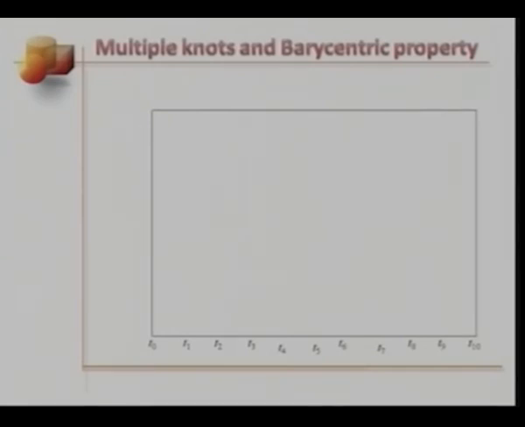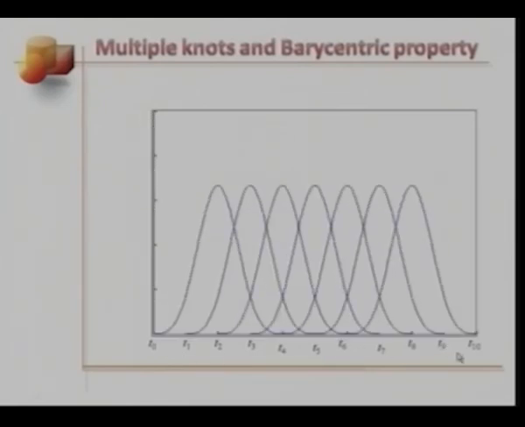Let's say we have a set of knots going from t0 up till t10, all simple knots. Correspondingly, we have 1, 2, 3, 4, 5, 6, and 7 order 4 B-spline basis functions. How would you name, for example, this one? This would be N4,4.